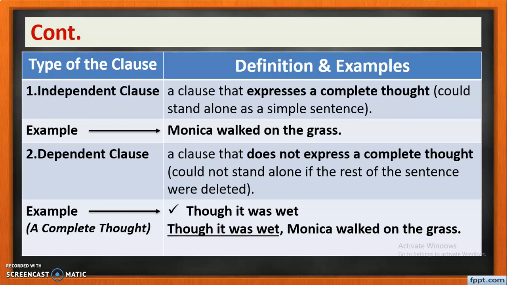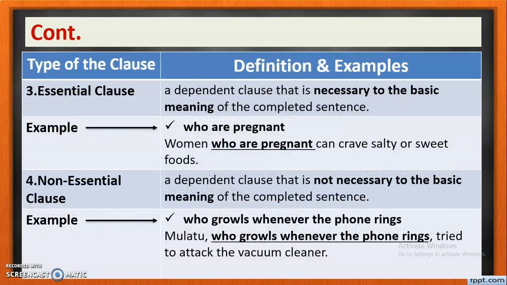Look at the example again here. Though it was wet. See, it doesn't express any thought totally. But if we combine it with a main clause, it can give us a complete thought. Though it was wet, Monica walked on the grass. Even the dependent clause can be divided into two, as essential and non-essential clauses.